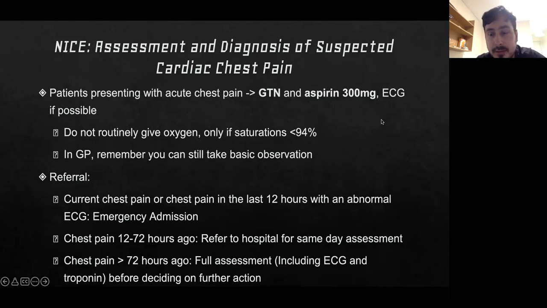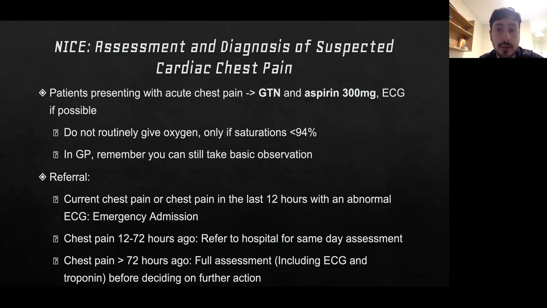So NICE have guidelines for the assessment and diagnosis of suspected cardiac chest pain. So when presenting to a GP practice with acute chest pain, what can they do? Well, they can give a GTN spray to try and make the chest pain better. They can prescribe aspirin 300 mg, the loading dose, to get the MI management pathway started. And if they have the capabilities, they can do an ECG.